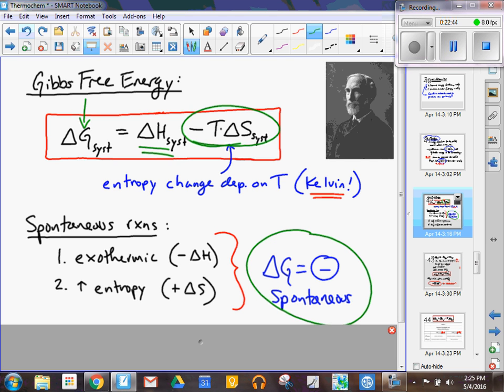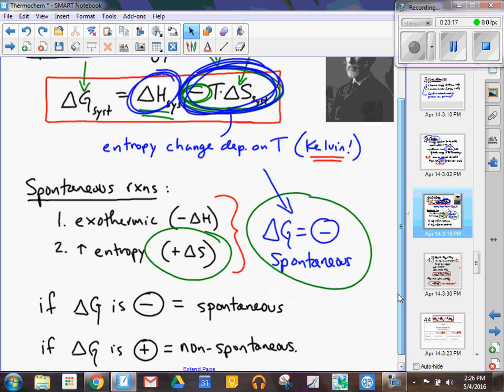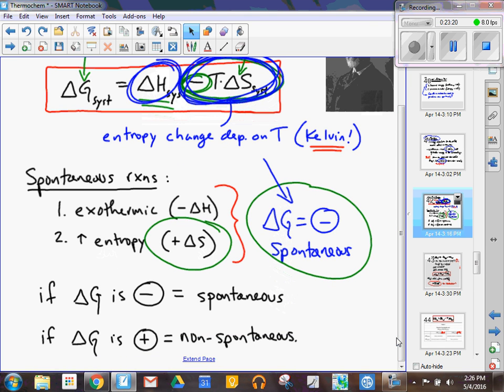And if delta S is positive, so I'm going to use the green marker, if you're increasing disorder, if you're losing energy to entropy, that means delta S is positive, but it's multiplied by a negative, so this overall term, in the big blue circle right there, is also negative. And if this is negative and this is negative, that means overall delta G is negative. So that is always, always spontaneous, okay? So if delta G is negative, the reaction is spontaneous. It'll go forward without having to add any energy or do anything to the system.